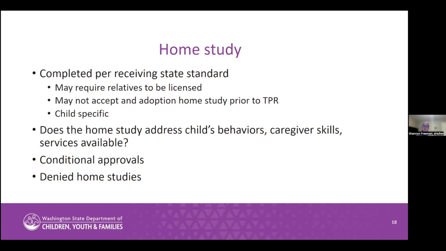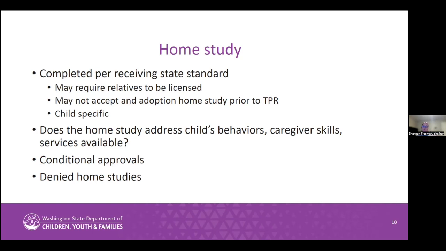And then the home study should be child specific. It should address the child's needs and behaviors, what skills the caregiver has to assist that child, and what services might be available in that community. There are some home studies that other states will do that come with conditional approvals. It might be furniture needed. It might be somebody moving out of the home. It might be a class the family needs to take. If the home study comes with a conditional approval, it is Washington's responsibility to make sure those things are done before we place the child. And a lot of times we need to let the other state know that those things were done and now we're looking at placing our child.